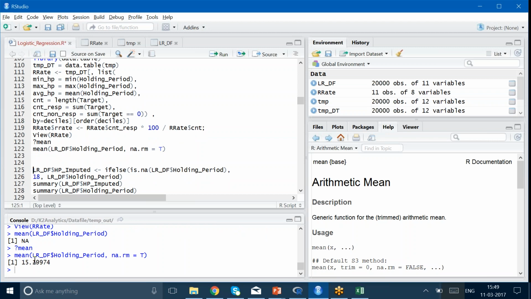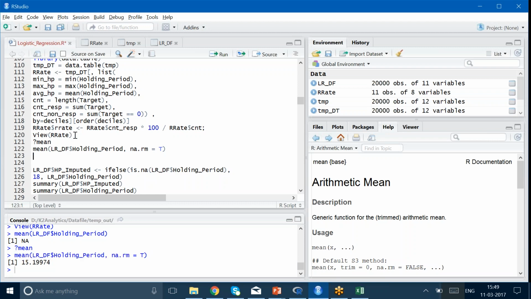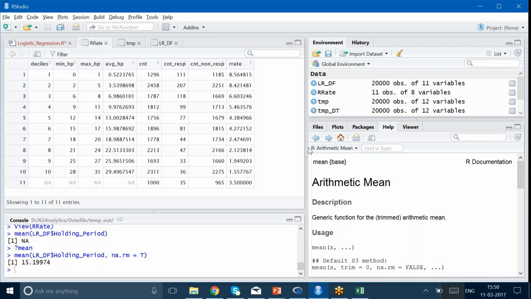So the question being asked is, why can't I take the mean and directly say that wherever there is no holding period information, just put 15.19 or 15? That's not the right way. Why? I'll explain. Based on holding period, I've created 10 deciles and done some aggregations. Now I'm seeing for each of them what my success rate is. Let us see that table. This is the table that I get.